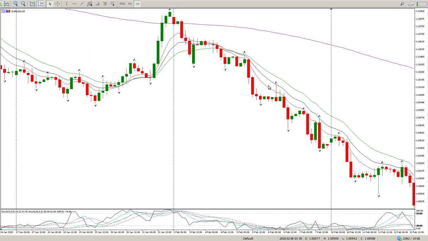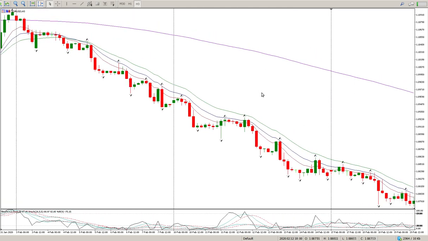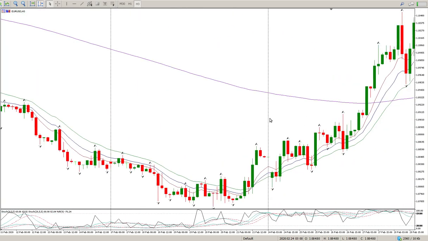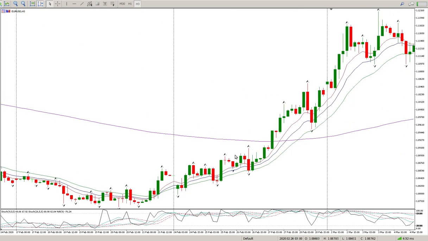Below the moving averages, I am trending to the downside. And above the moving averages, I'm trending to the upside. Oscillators are really just giving me an indication of overbought or oversold areas. So that's pretty much it for the chart setup. Nothing to it, pretty straightforward and simple.